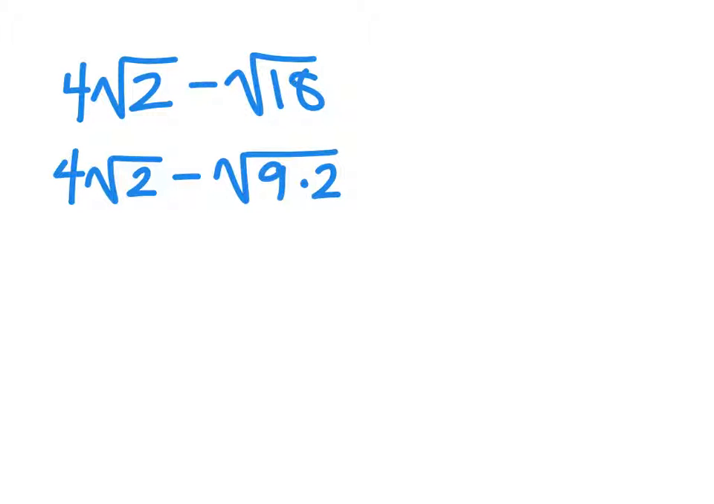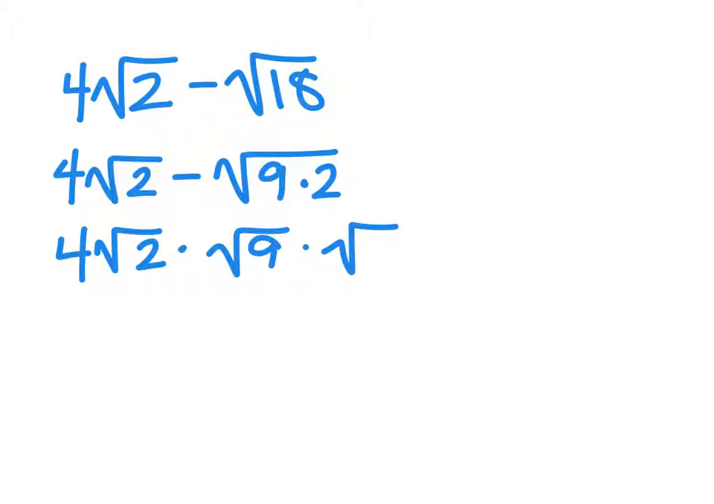Now we can use the product property of square roots. We can have 4 times the square root of 2 times the square root of 9 times the square root of 2. These always get a little messier before you can start cleaning them up and get to your final answer. Now we have 4 times the square root of 2 times 3 times the square root of 2.